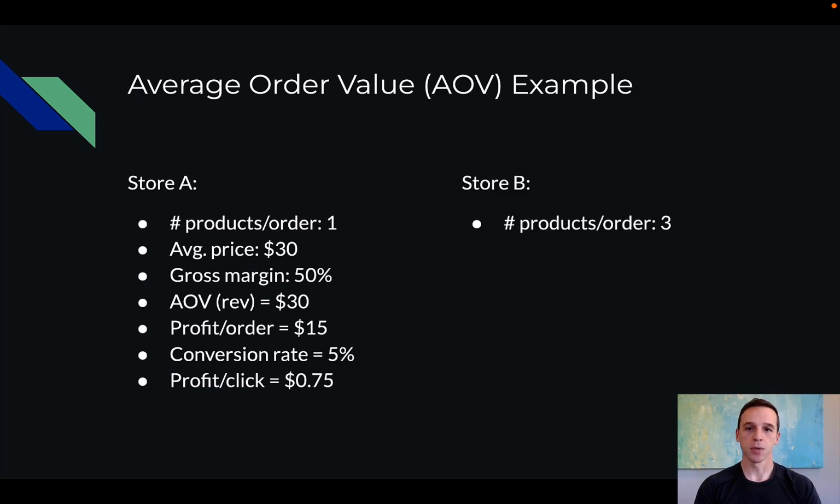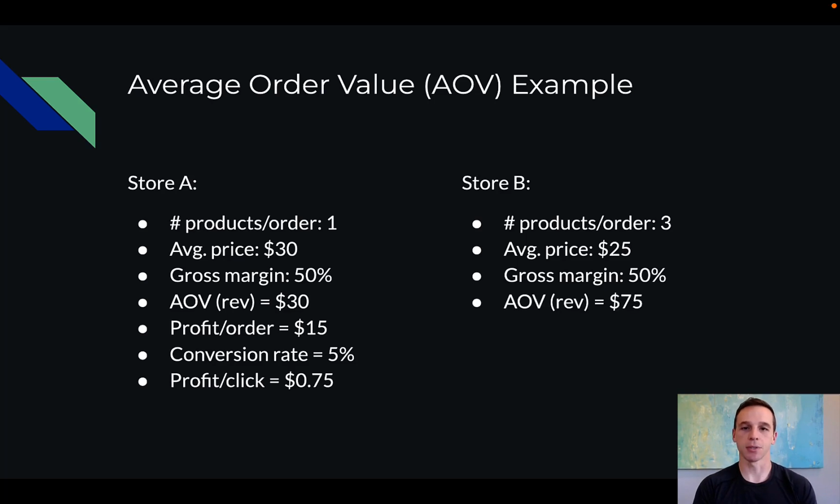Store B, they get customers to buy, on average, 3 units for every single order. Slightly lower selling price, maybe they're running discounts and promotions, so they're only getting $25 per unit because they're probably running discounts. Their gross margin, let's say it's exactly the same, 50%. Their average order value from a revenue standpoint is $75, which is just the 3 products per order times the $25 average price of the products.